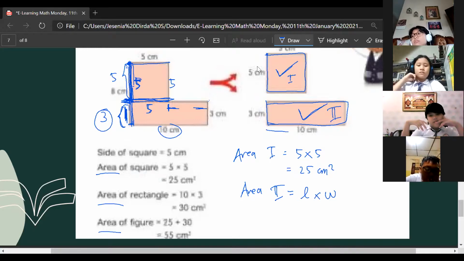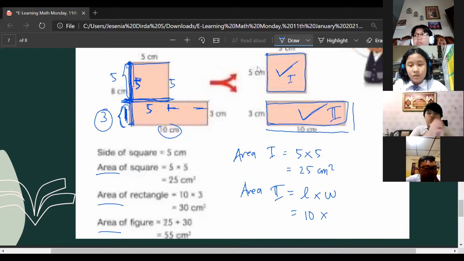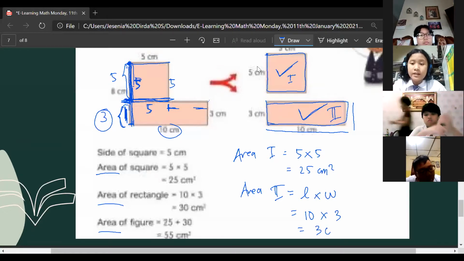Panjangnya yang mana? Yang ini panjangnya. Lebarnya yang mana? Yang ini lebarnya. So, panjangnya, the length is 10, times 3. Okay, so we got 30 centimeter square. Remember to find the area of composite figure, we add them. Ya, jadi kalau kalian buat sampai sini aja belum siap, ya, masih kasih nilai minus, okay?